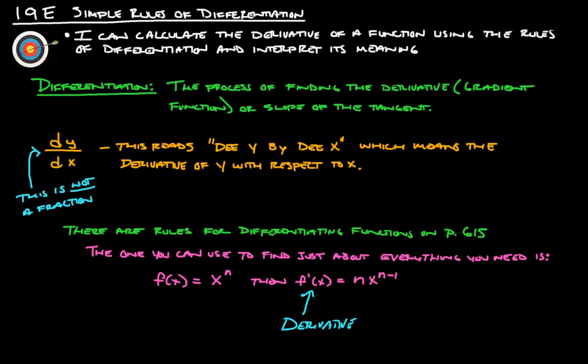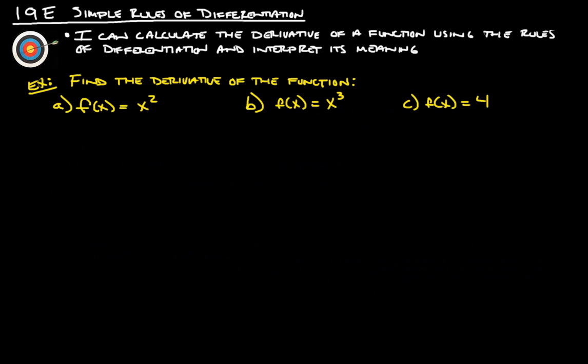Okay, so again, let's put that into action with this one here. So we're going to find the derivative of the function f of x equals x squared. So we're going to do this. F prime of x, which again means derivative, is x squared. So what we're going to do is this 2 is going to jump down front here.